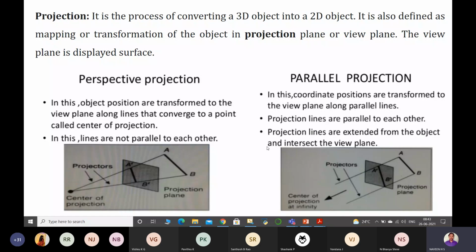So that is what they have given here. Projection lines are extended from the object and intersect the view plane. This is the view plane, but these two lines will not be intersecting. Simple. In the parallel case, the projection lines are parallel and your center of projection will be infinity. In the case of perspective projection, your lines are not parallel and your center of projection will be finite, meaning it is at some distance. They will meet at some particular point, but in this case they will not meet. That is the basic definition you have to understand for perspective projection and parallel projection.